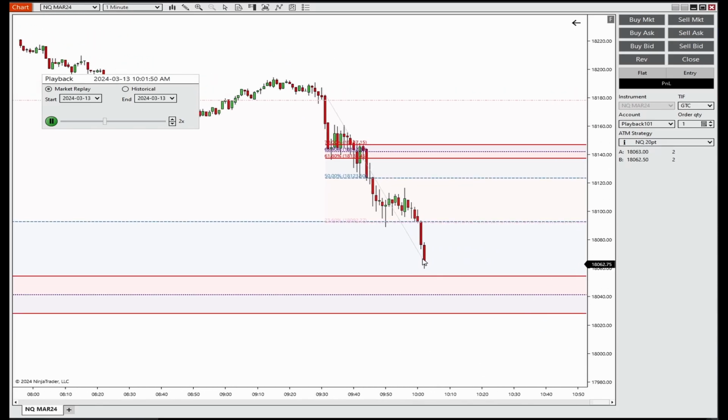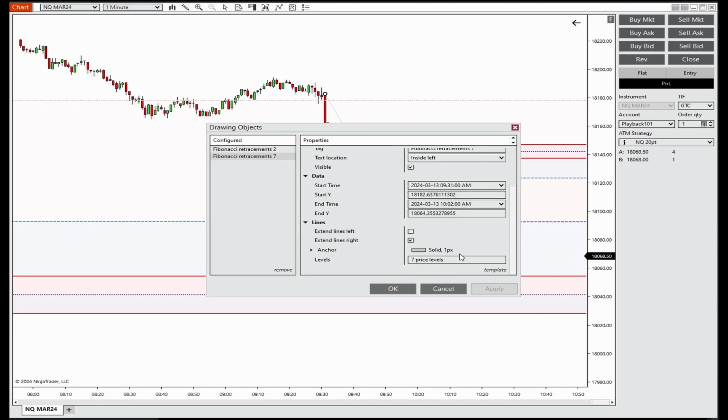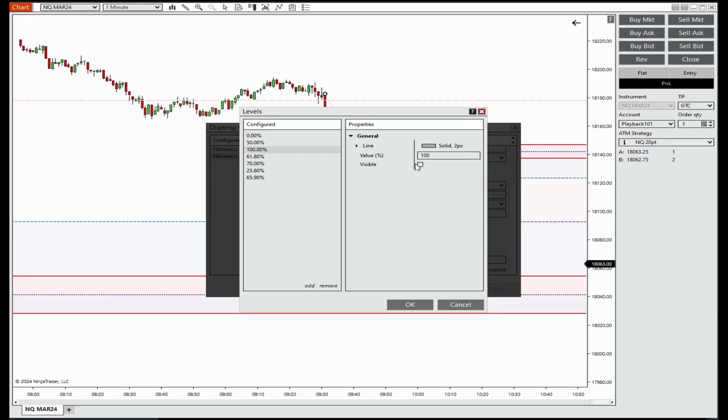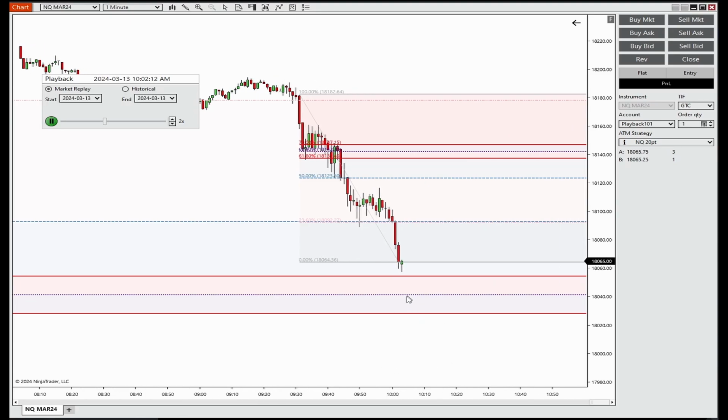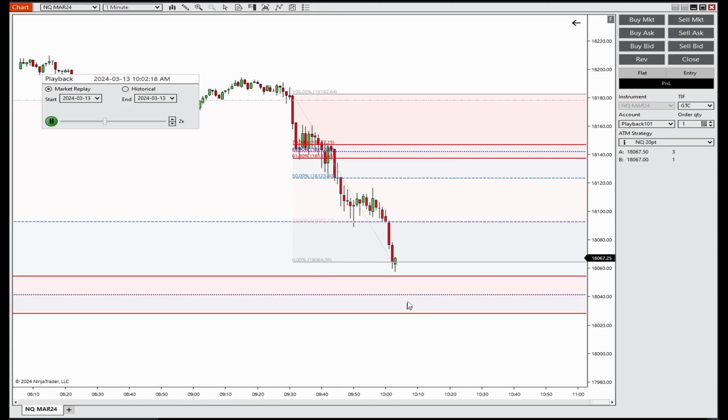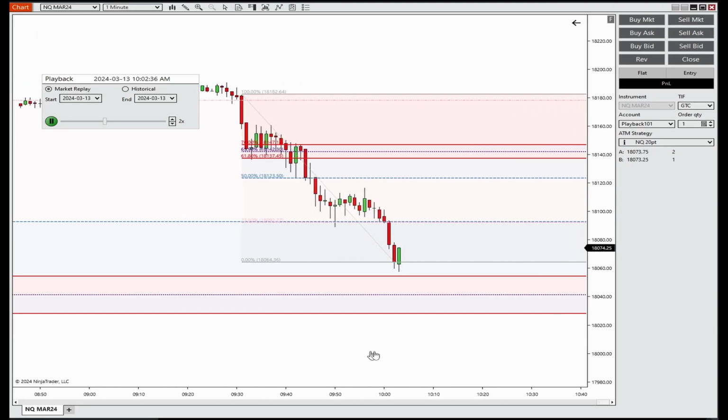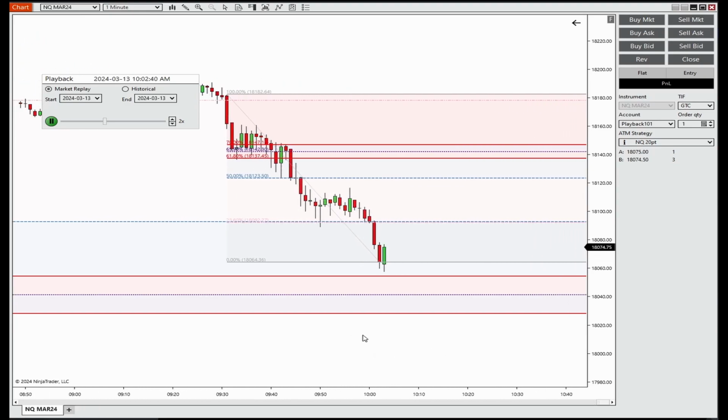Okay, so we've got this. Let's actually put these levels visible too. Right, so we're watching for a reaction from this because it's a higher time frame zone. We don't need to be early. We need to be right. Starting to get a nice move away. If this closes above this, I'm not going long. I think that this will be a retracement.